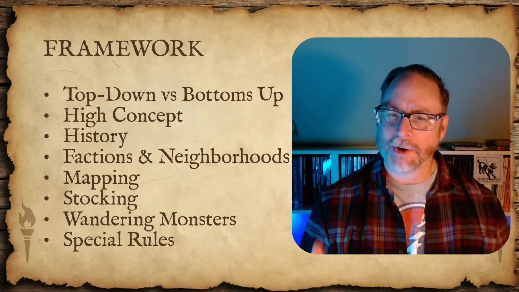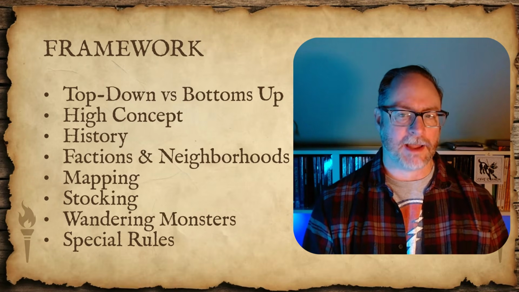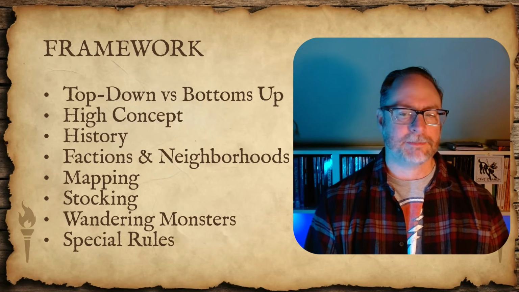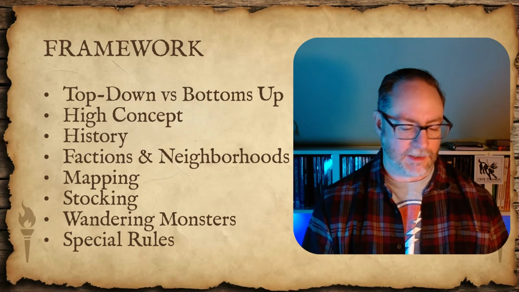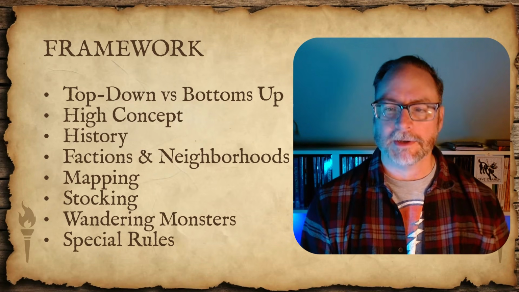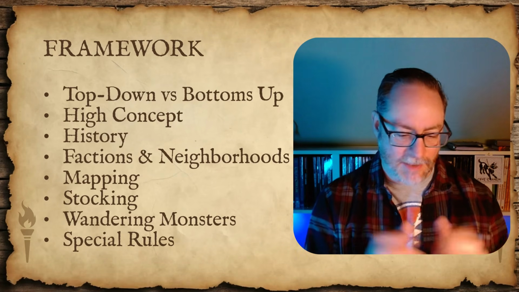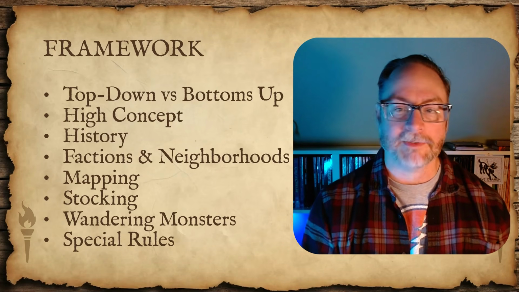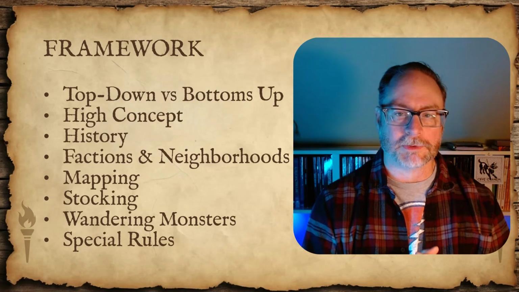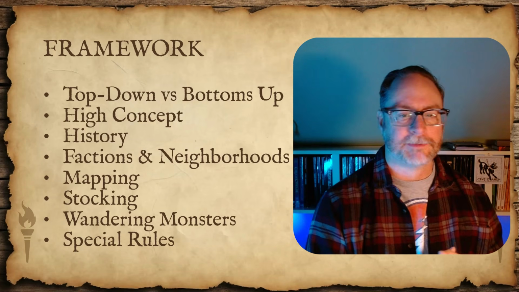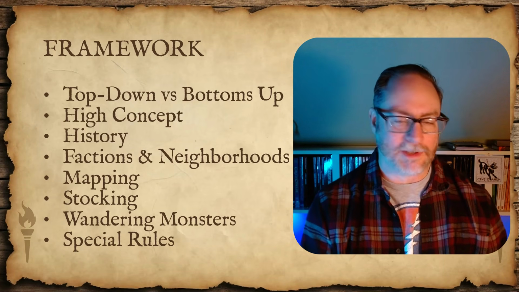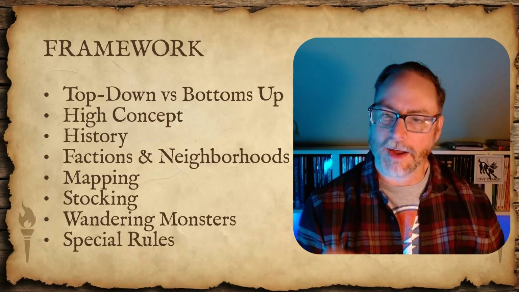Thanks for being here. The approach I'm going to cover is top-down. Start with a concept and a little bit of history. I frame some neighborhoods and factions, map it, stock it, add wandering monsters, then decide if there's any kind of special rules required by the concept. I'll describe the framework and then we'll dive into a practical example from my homebrew campaign.